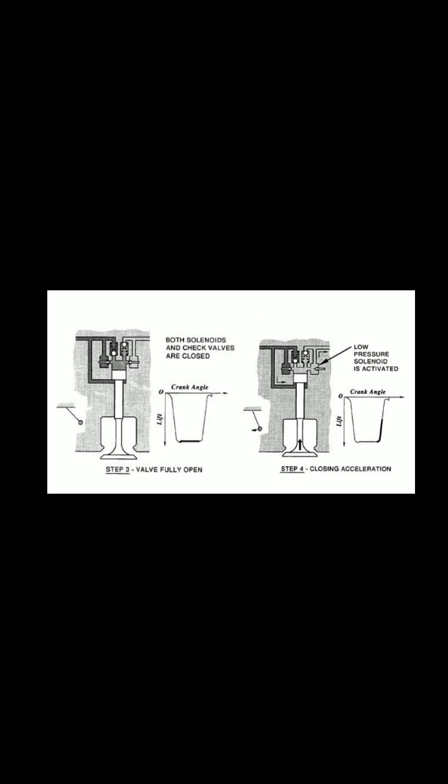In step 3, the valve fully opens. Both solenoids and check valves are closed. In step 4, closing acceleration, the low pressure solenoid is activated. In step 5, closing deceleration, the high pressure check valve is open. In step 6, valve seating, the low pressure solenoid is reactivated with some crank angle, where we can see the curve.